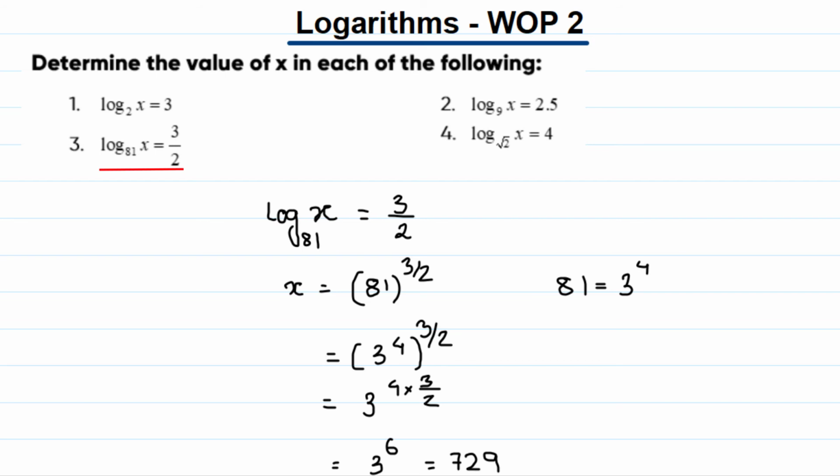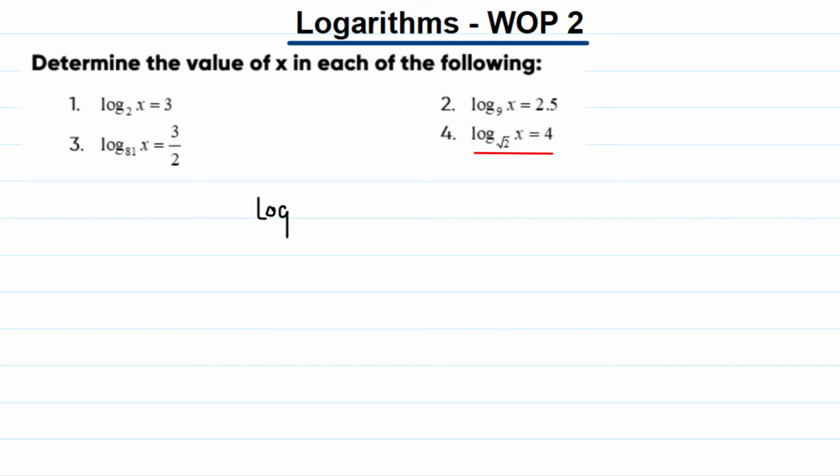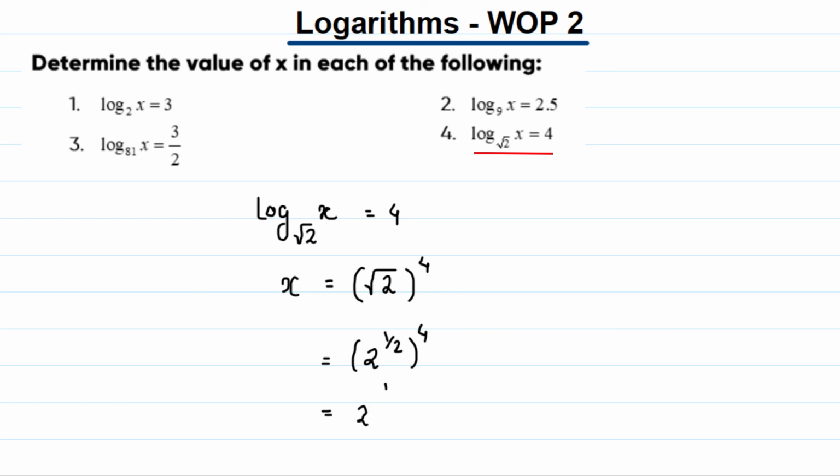Let's move on to the next problem. Problem number 4. We have log of x to the base of square root of 2, and that is equal to 4. So again, we use the definition. So we have x equal to square root of 2 whole raised to the power of 4. Now square root of 2 can be written as 2 raised to the power of half, whole raised to the power of 4. So the exponents get multiplied, so we have 2 raised to the power of half multiplied by 4. So half of 4 will be 2, so that leaves us with 2 squared, so that gives us x equals 4. So this is going to be the value of x.